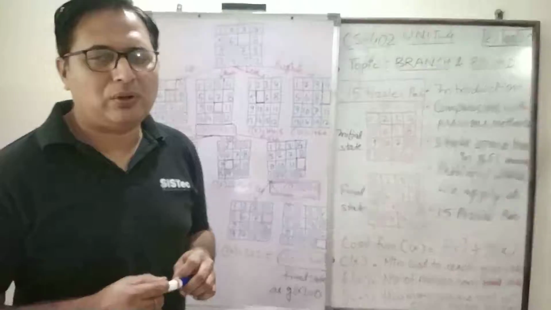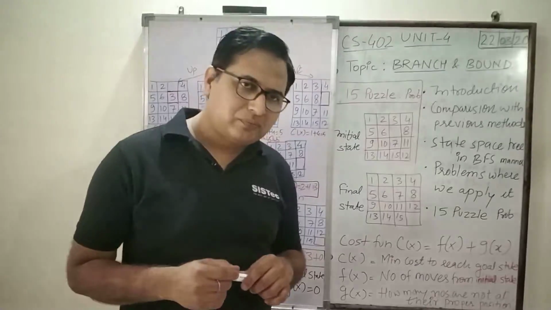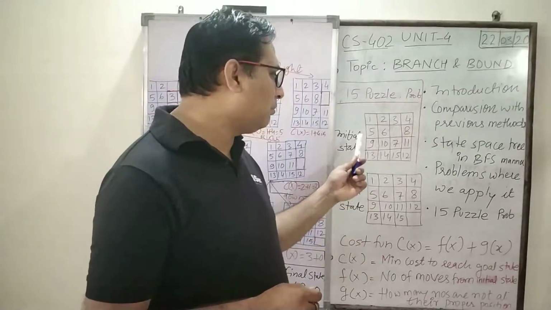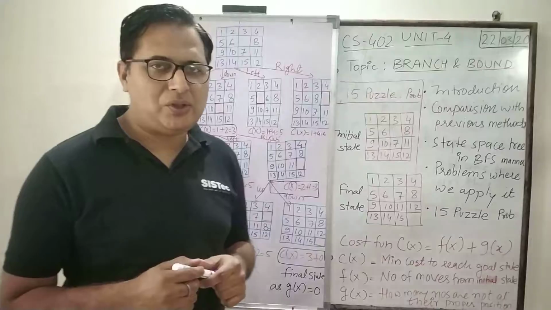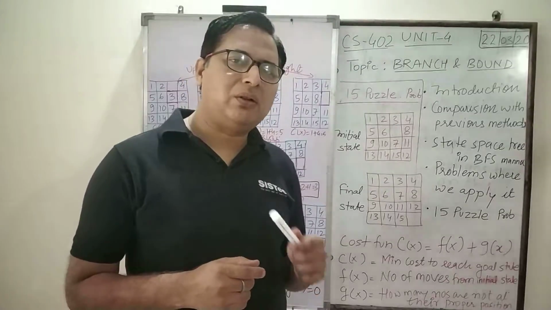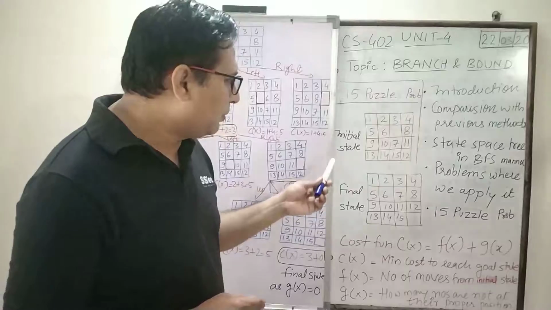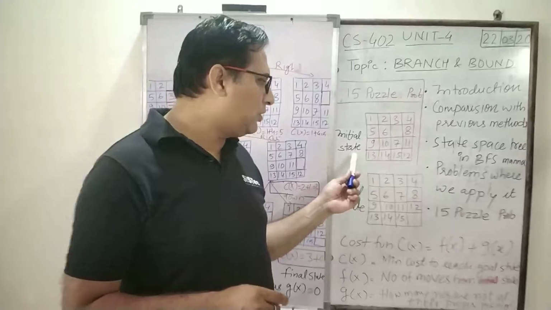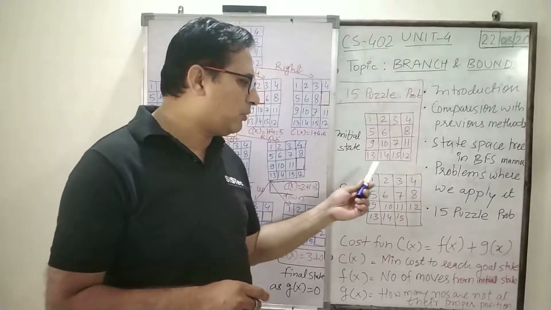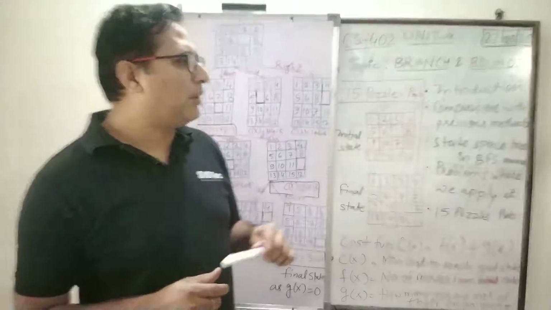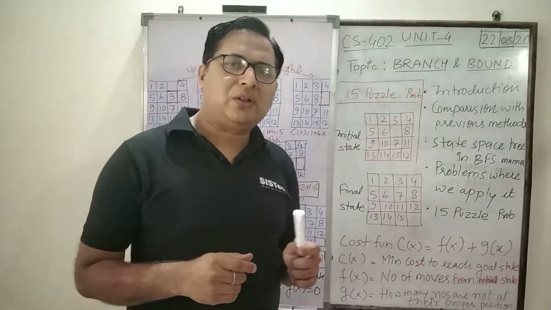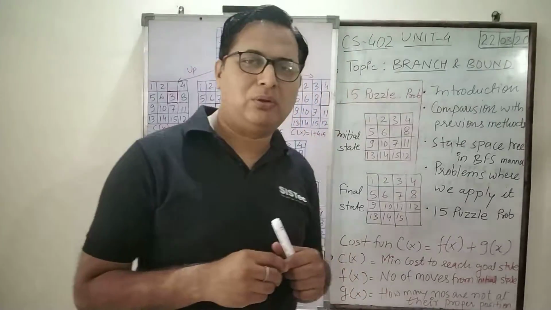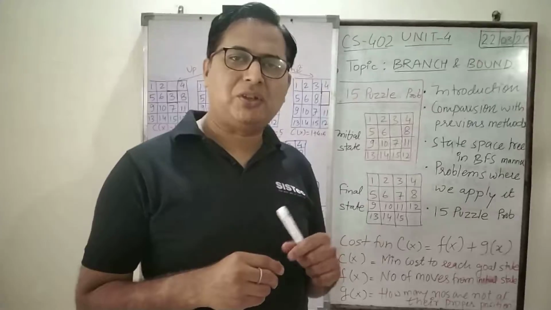First of all, what is the problem statement? A 4x4 chessboard is given where 15 numbers are placed. The problem is to arrange the numbers in ascending order. So for a given 15 puzzle, we need to arrange all the numbers in their proper positions. As I have told, branch and bound uses the concept of bounding values so that it can reduce some of the solutions which are not giving us optimal values.